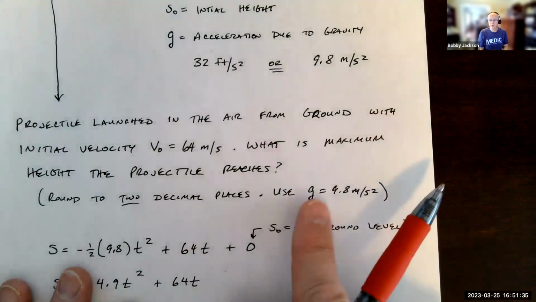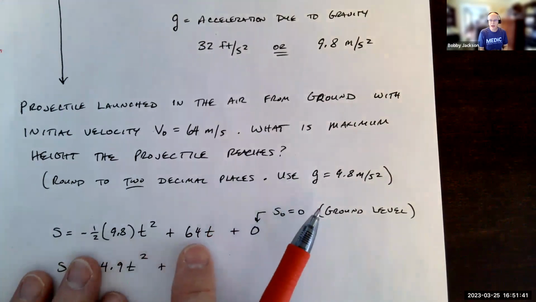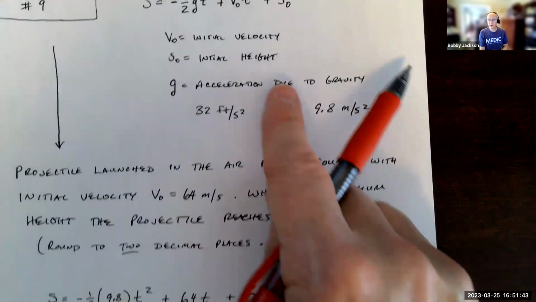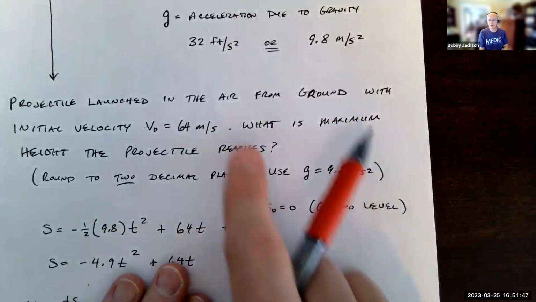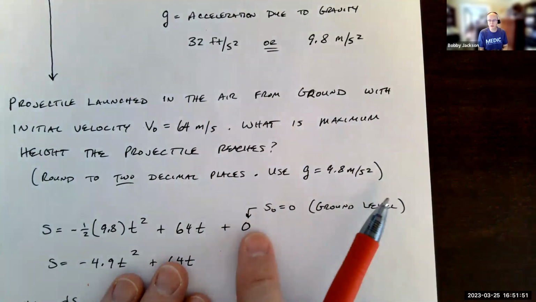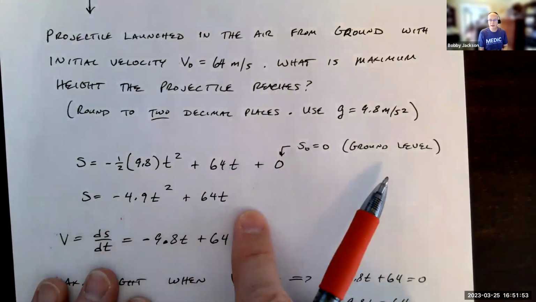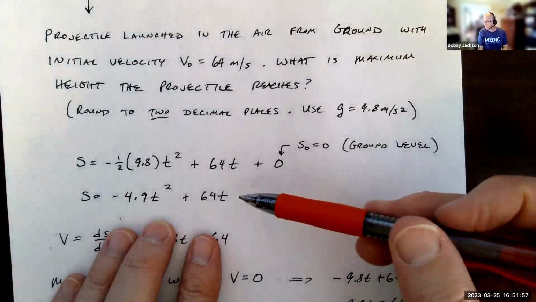Okay, so with that, again, plugging into our equation here, -1/2 G is 9.8 t squared, and the initial velocity V sub 0, right, is 64, so that's 64 t. And what's the initial height? Well, since we're launched from the ground level, initial height is 0, that's ground level. So if I plug that in, I get this. This gives me my position or height above ground at any time in seconds.